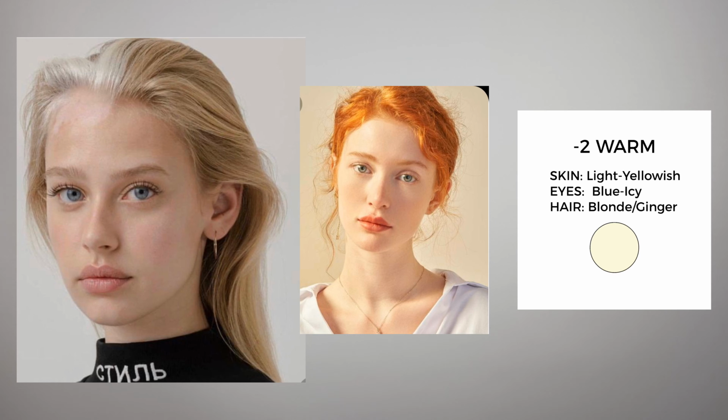So the next category is -2 warm skin undertone. These people have very light yellowish skin. It's almost similar to -1 cool, but you can see in this skin a little bit of yellow tint, and this makes the skin a little bit warm, yeah? So they have blue icy eyes, and also very light blonde hair, but with a little bit of yellow color inside.